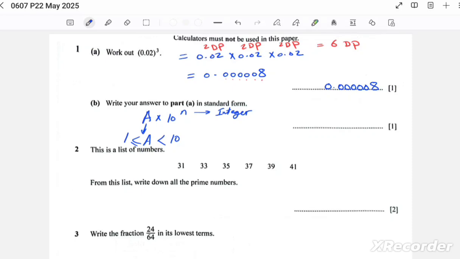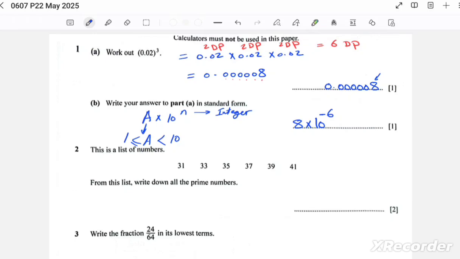Okay? So in this case, 8 will be 8 times 10 to the power of how many decimal places we have here. This is 6, so it will be minus 6. Again, this minus 6 doesn't mean that this number is negative. Minus 6 means that this number is very small. It means we have this number of decimal places. So the answer is 8 times 10 to the power of negative 6.